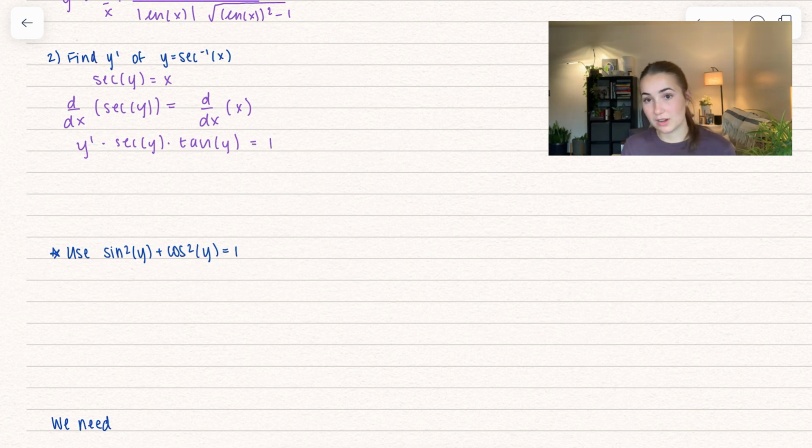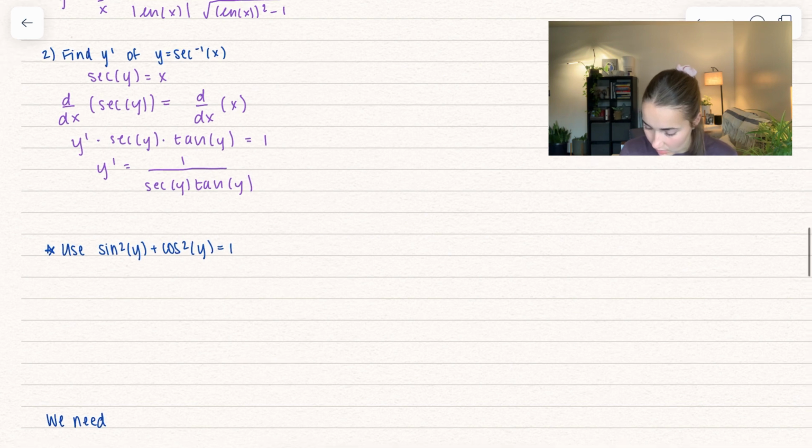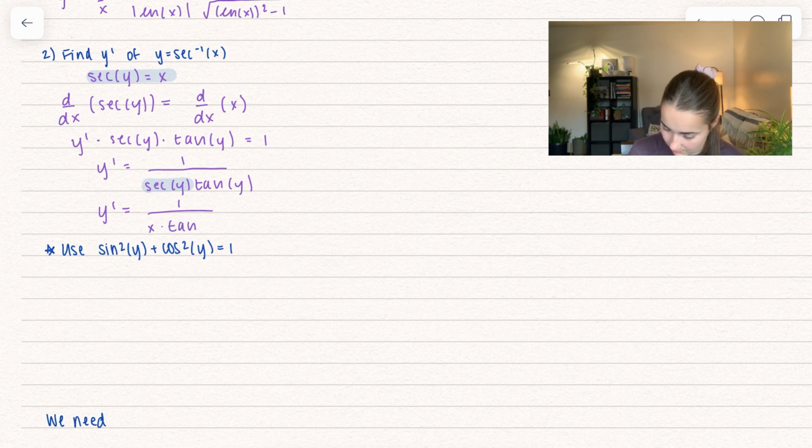So remember, we're trying to solve for y prime, and I'm going to do that by dividing over that secant tangent. So I get 1 over, and now I have secant of y times tangent of y. Now we can go ahead and plug back in what we know. I know secant of y is equal to x, and I can replace that in my equation right here. So I get y prime is equal to 1 over x times tangent of y.